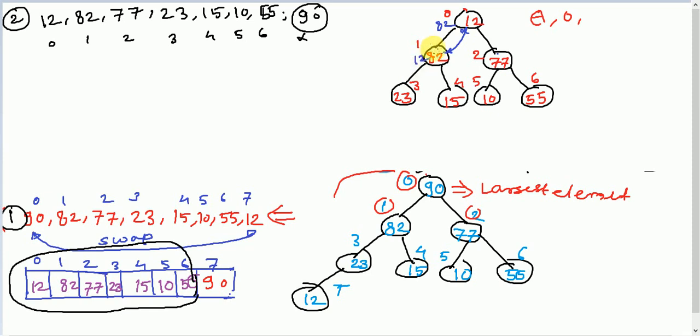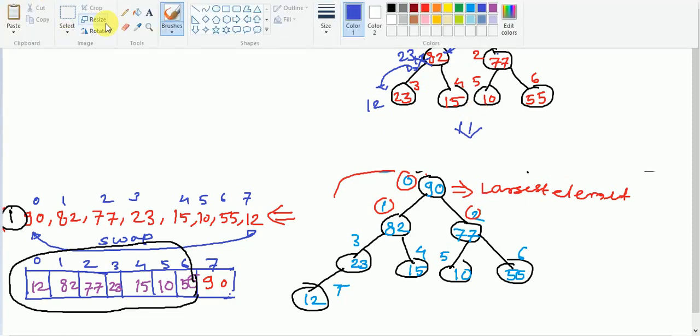Now again we'll check for 12, because we have replaced 82 by 12. For 12, the left value is 23, the right value is 15. Among these two, the largest is 23. So now 12 will come here and 23 will go up. So this 12 will get changed. Okay, so now we will get the max heap for us at this position.